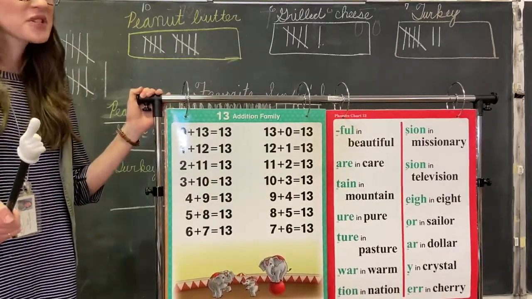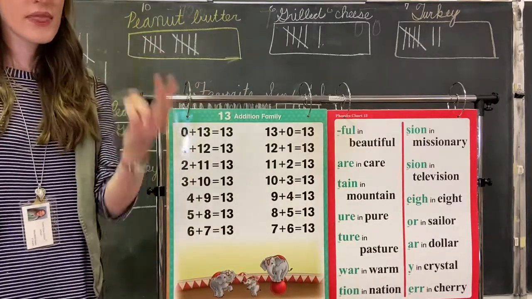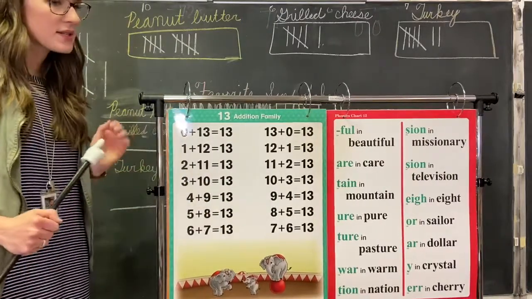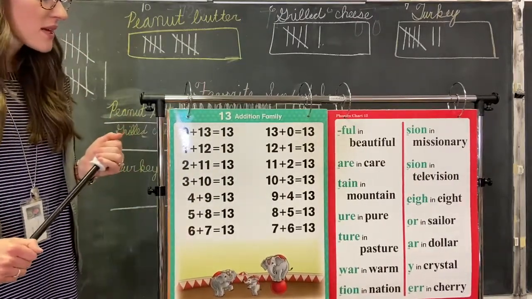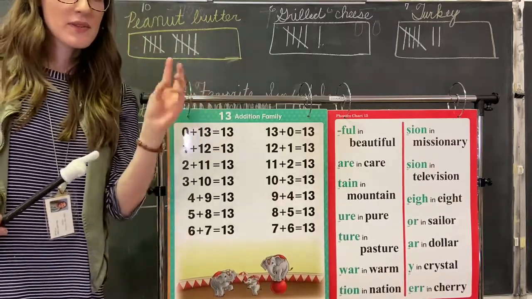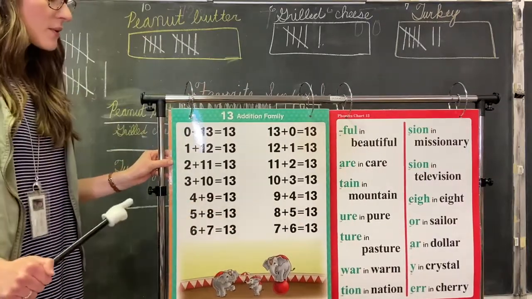Now, this is one that you're just going to have to learn, but it's really easy. Start with 11 and count up 2. 12, 13. 3 plus 10 and 10 plus 3 is 13. That's another one you'll just have to learn, but start at 10 and add 3. 10, 11, 12, 13. 4 plus 9 and 9 plus 4 equal 13.